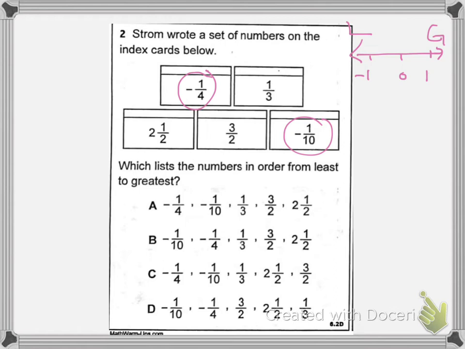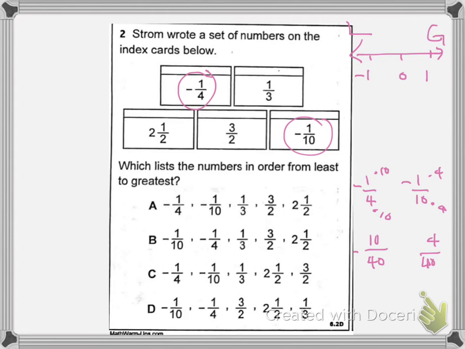Okay, so we want to get common denominators. So we have -1/4 and we have -1/10. What's a common denominator? I would probably say 40. So 4 times 10 gives you 40. And 1 times 10 gives you 10. And then 10 times 4 gives you 40. And 1 times 4 gives you 4.